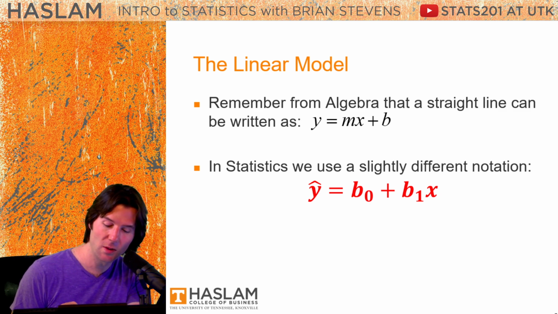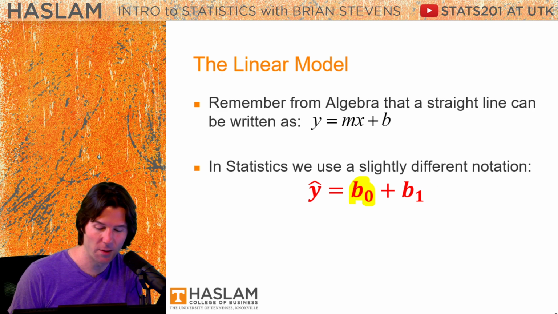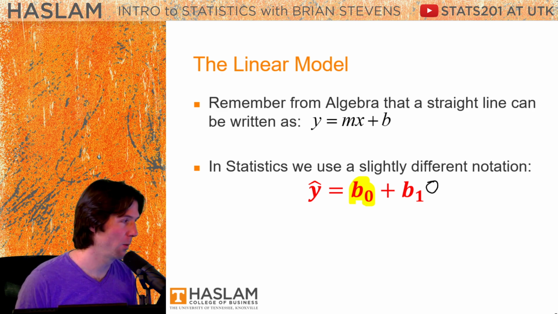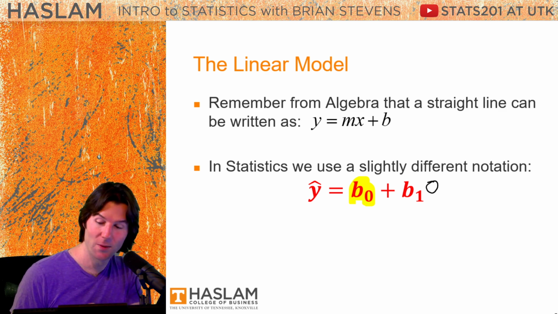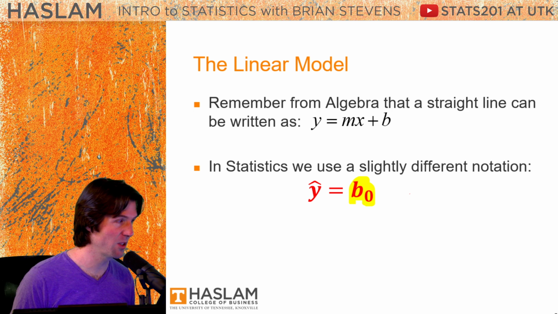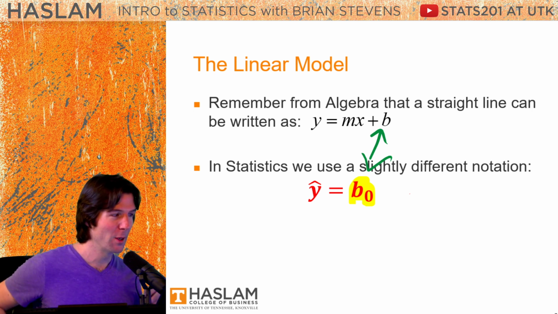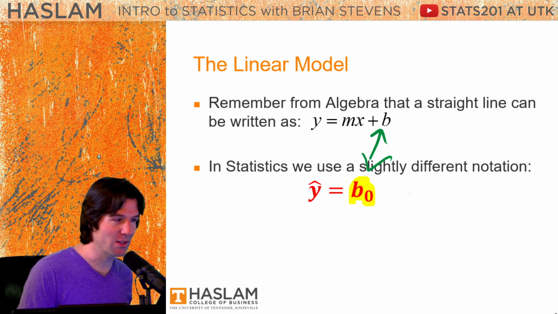I want you to look at this B0. Stay focused on it. B0 is when X is equal to what value? B0. Because if X is equal to 0, look at the magic here. If X is equal to 0, this equation solves to B0. Does that make sense? That is the same as this B right here because it works the same way. But B0 is when X is equal to 0.